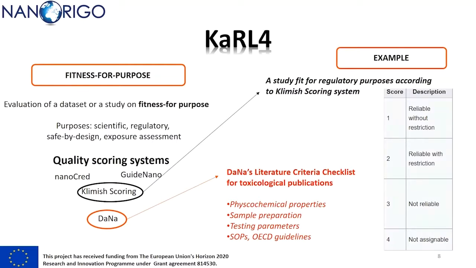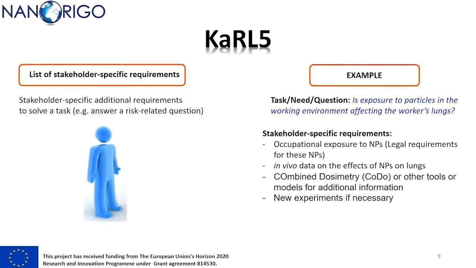Another way to score studies is DaNa's literature criteria checklist, which requires studies to report physicochemical properties, sample preparation, testing parameters, standard operating procedures, OECD guidelines, and other. In KaRL 5, stakeholders get involved in the process of knowledge readiness. Basically, KaRL 5 defines a list of stakeholder-specific requirements.